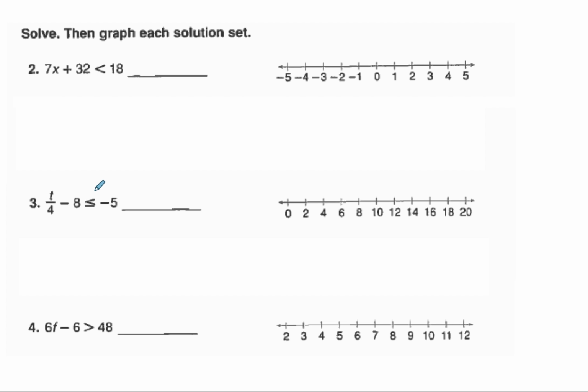7x plus 32 is less than 18. So this is a plus 32. We cancel it out by subtracting 32. Again, we always get rid of addition and subtraction first, then we get rid of multiplication and division. 32 minus 32 is 0, so I'm left with 7x. My inequality sign is still going to stay less than.